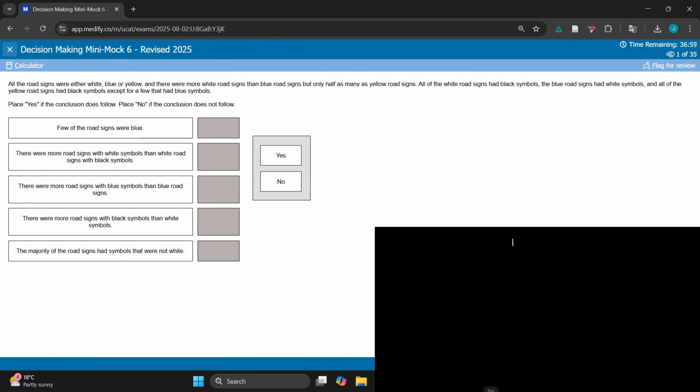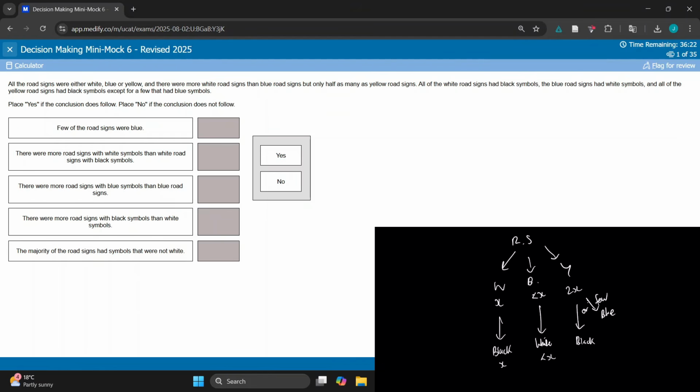So, okay, all of the road signs were either white, blue, or yellow. There were more white than blue, but only half as many as yellow. So then white is X, yellow is 2X, blue is going to be less than X. All of the white ones had black symbols. All of the blue ones had white symbols. And it says that all of the yellow ones had black symbols, except for a few that had blue symbols.